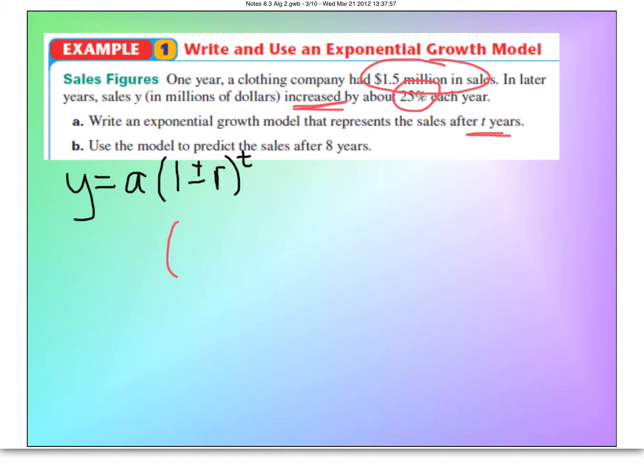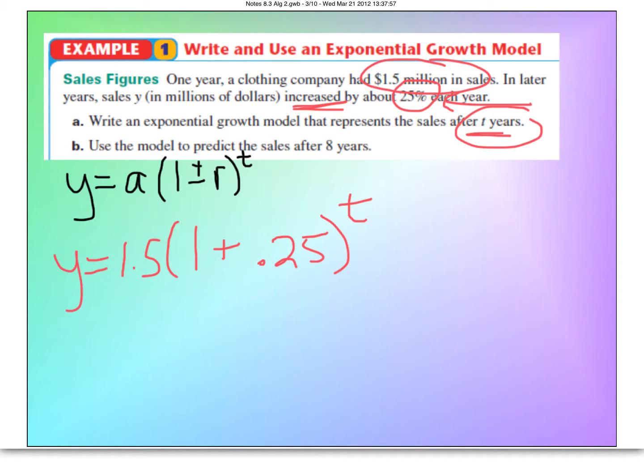So the formula is going to be 1 plus the rate, which is the 25%. Be careful, as a percent you have to write it as a decimal, so 0.25. They don't know the years, so we're going to put t, and our starting amount was 1.5. We do not know the ending amount, so I'm going to leave it like this. Typically we would simplify this to combine the 1 and the 0.25 and write y equals 1.5 times 1.25 to the t power.